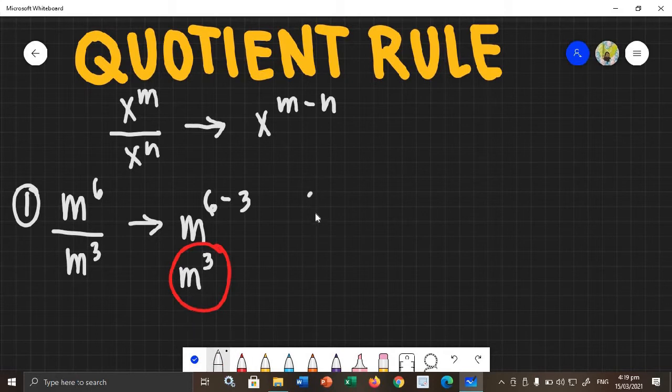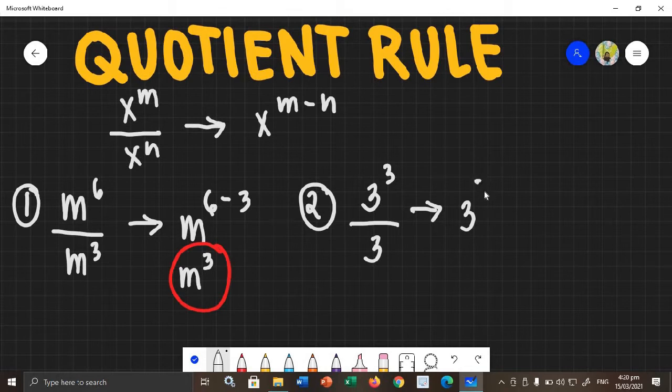How about another example? Let's say we have a number as the base. We have, let's say, 3 raised to the 3rd power all over 3. Take a look at the bases, of course. If they have the same bases, then copy the base and subtract their exponents. That is according to the quotient rule. So we have 3 minus, when there is no exponent, the exponent is 1. So 3 raised to 3 minus 1, that will be equal to 2.